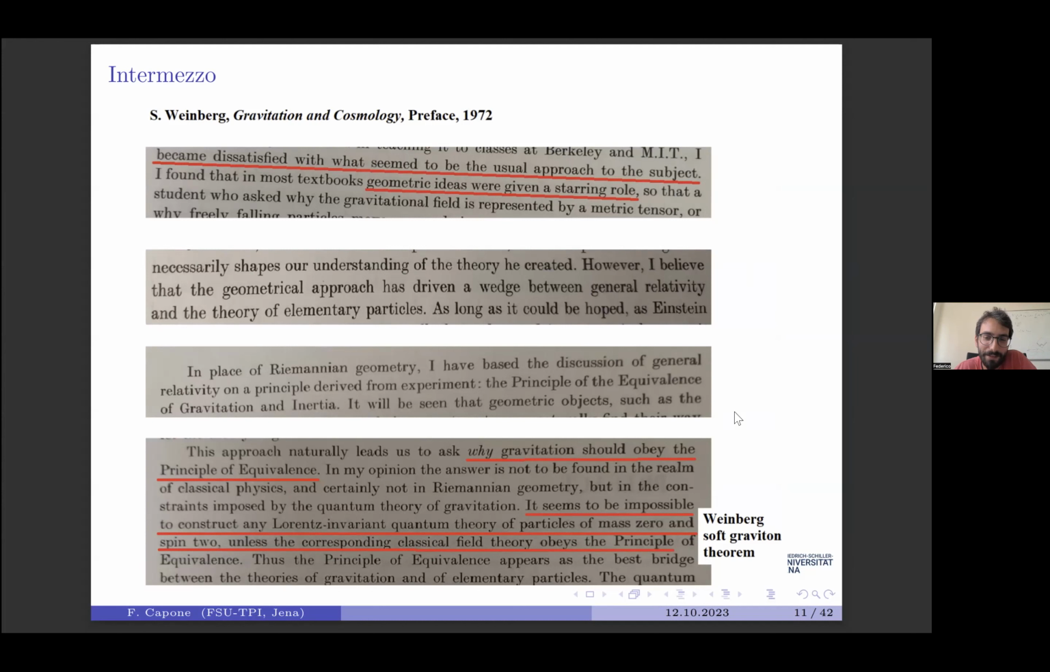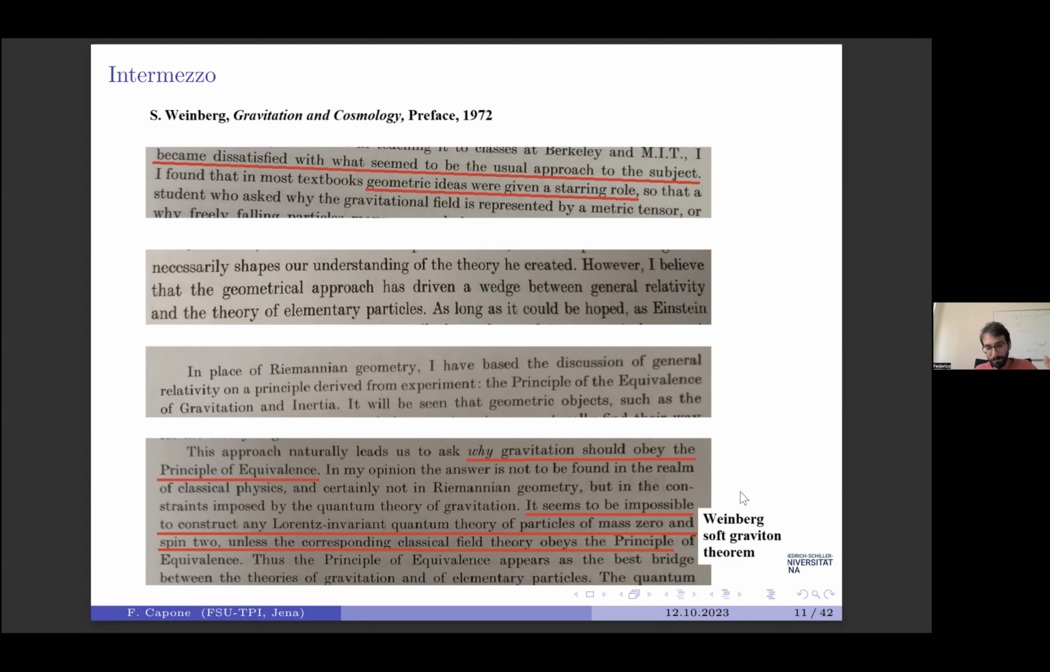And then he noticed that if you pursue the standard way of thinking about gravity in geometrical terms, you wonder why you should have the equivalence principle. In fact, in his point of view, the equivalence principle is a consequence of the Weinberg soft theorems, the soft theorems that he discovered, because of this basically universal coupling of the graviton that stems from quantum field theory with any particle. Now, this was just a curiosity.